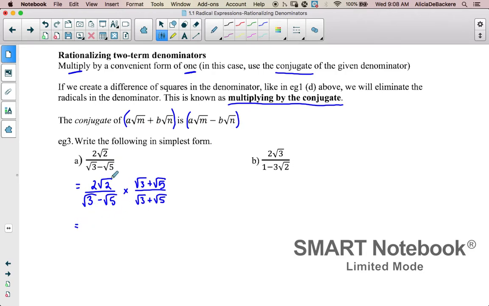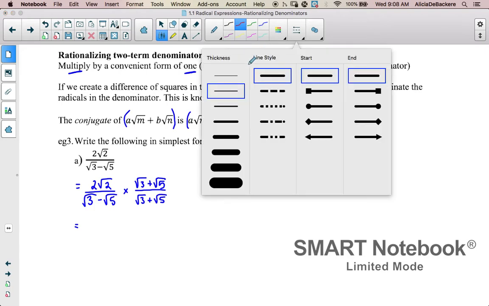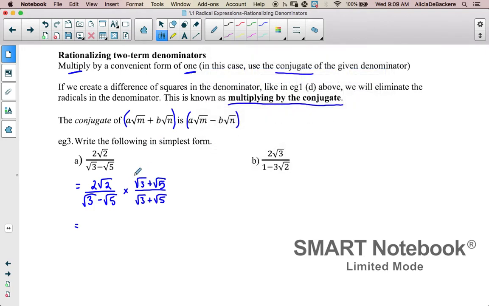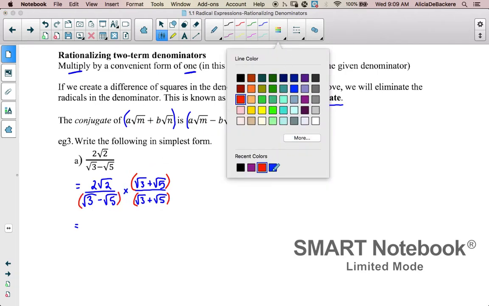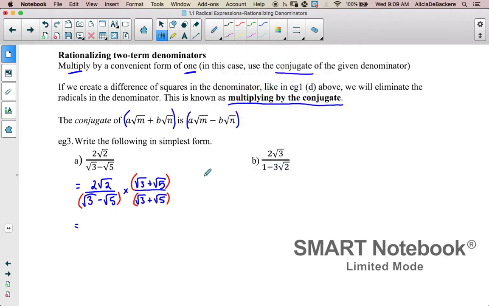And now I'm going to expand this out. So when I do that, I need to remember that there are invisible brackets around these binomials. You don't have to add those in, but you do need to be aware of them. So when I multiply 2 root 2 times the second numerator, I'm multiplying 2 root 2 times the first term and 2 root 2 by the second term. So I've got 2 root 6 plus 2 root 10.